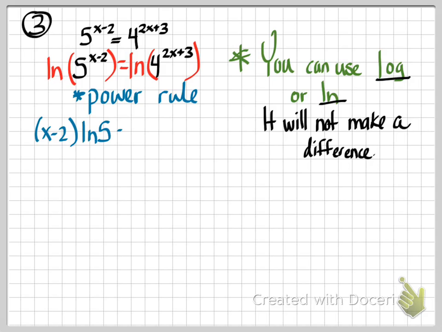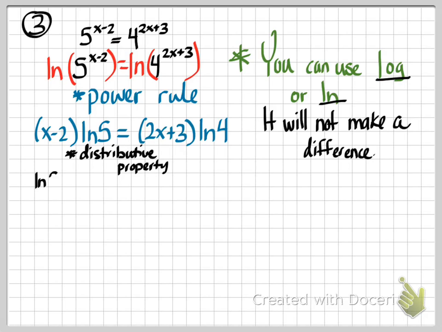I'm going to use the power rule, drop the power down in front. So it's x minus 2 times the natural log of 5 and 2x plus 3 times natural log of 4. Now I'm simply going to use the distributive property. Now this gets a little bit messy, so stick with me here.